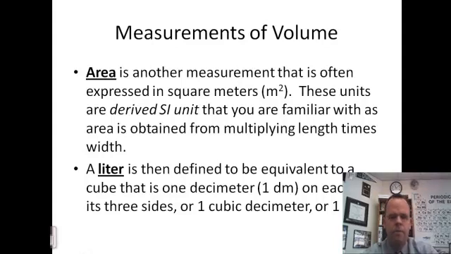For volume, we're commonly going to refer to, once again, a cube. Let's say that we have a cube that's 1 decimeter on a side. If we have a cube that's 1 decimeter per side, the volume would be cubic decimeters. And that is actually the definition of a liter. A cube that is 1 decimeter per side is a 1 liter volume.